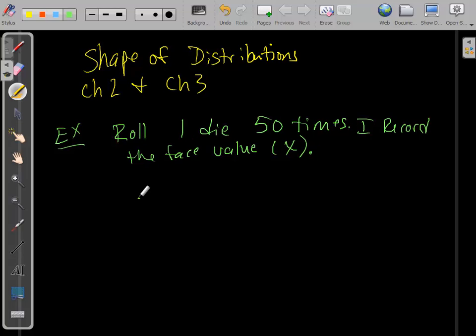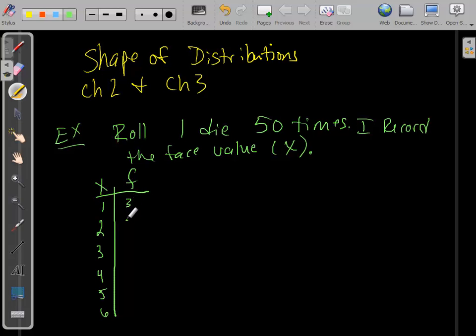Okay, so here's our distribution. I'm going to draw it with a vertical table matching the style of the book. Here's our x and then our frequency f. And so what values could x take on? Well, if I'm talking about rolling one die, then the values that x could be are 1, 2, 3, 4, 5, and 6.